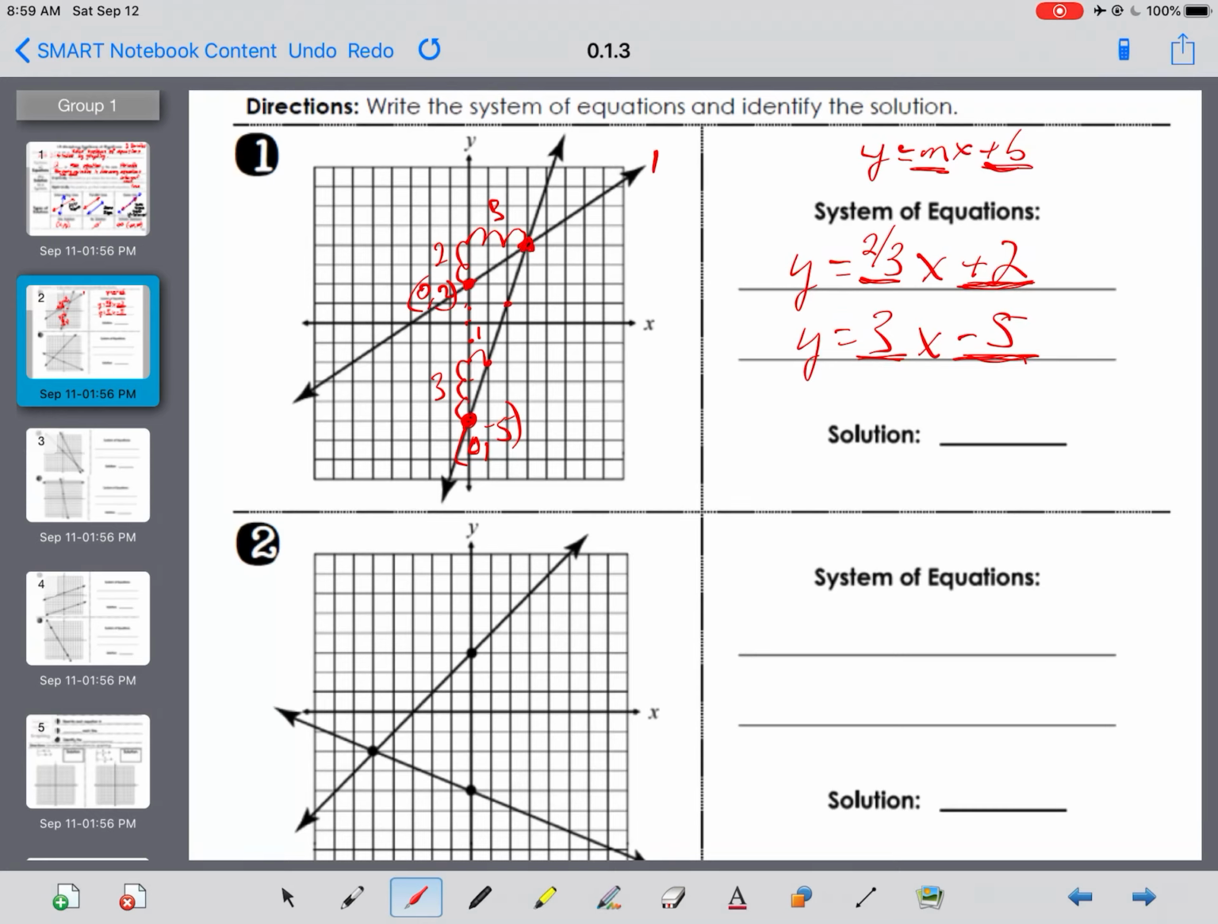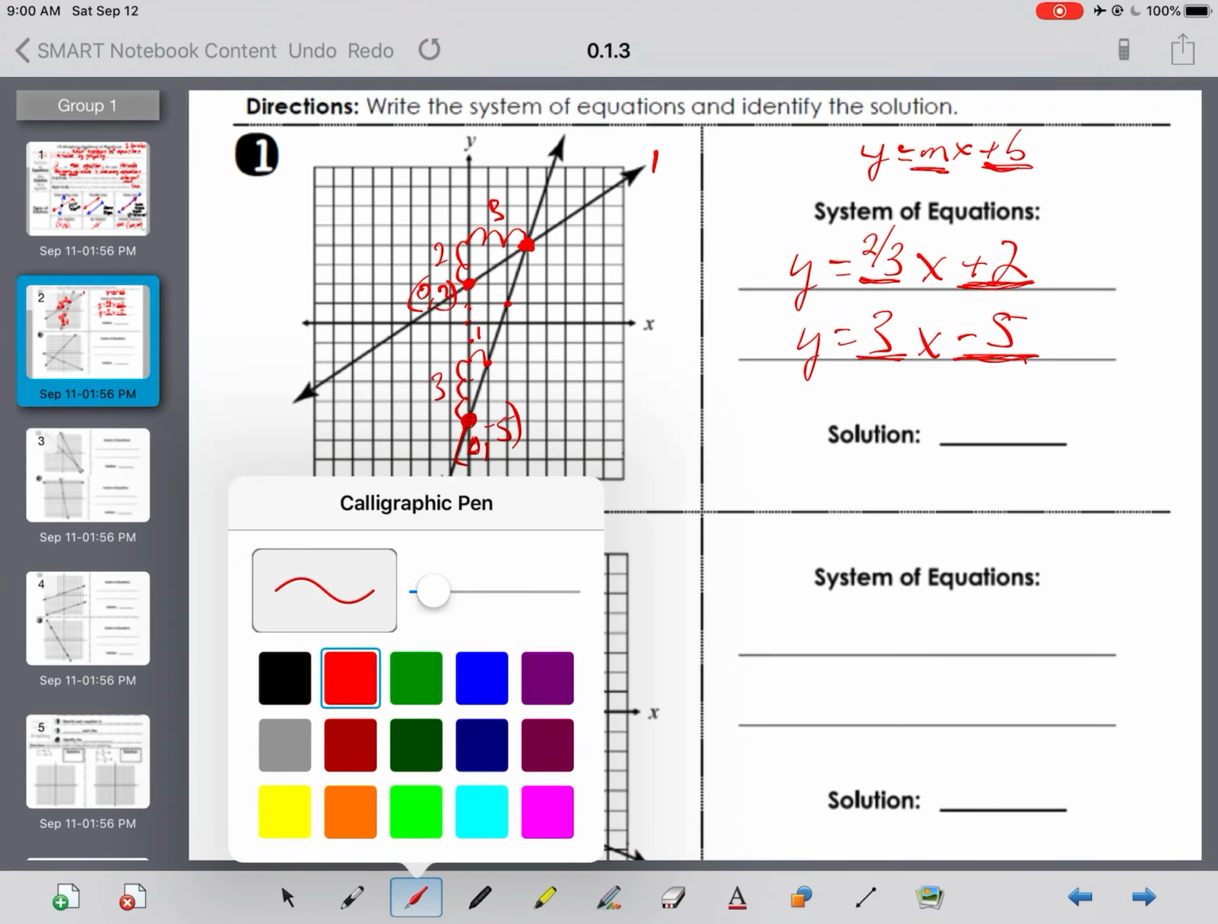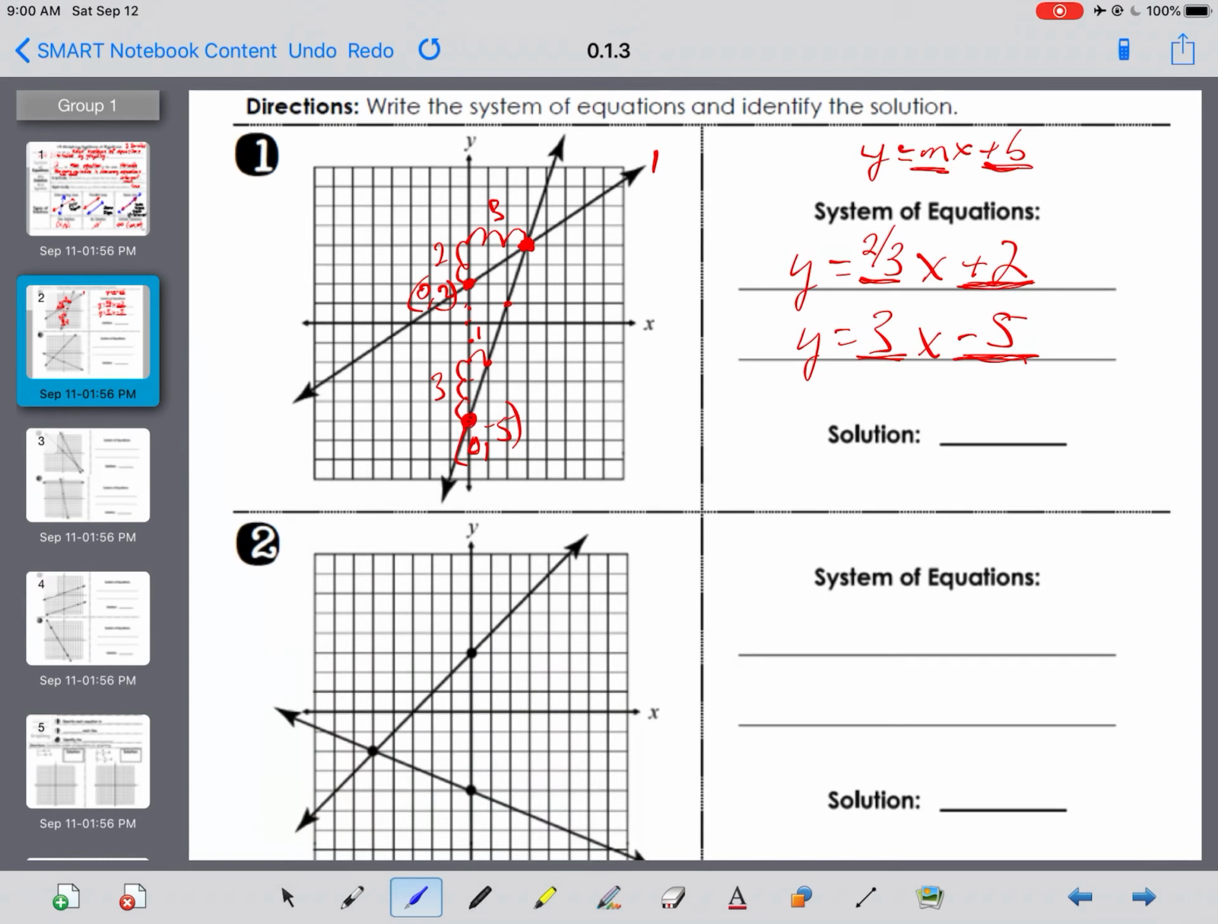Now, where do they touch? That's this point here, and I'll do it in a different color. Go blue. That's the intersection point. It is 3 over to the right and 4 up. So my solution is (3, 4). Okay. y equals something x something. y equals something x something.